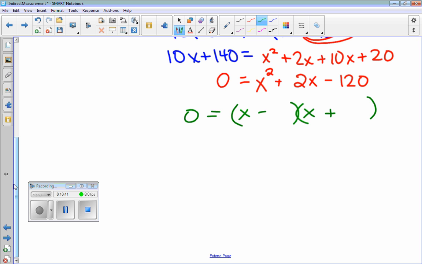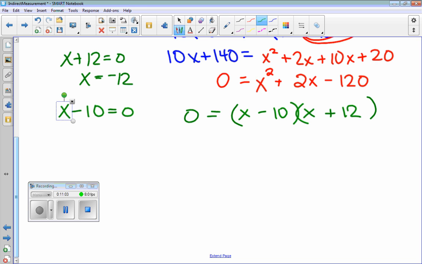Negative 10 and positive 12. Isn't that the correct factoring of that? Now, if I wanted to solve it from this point, once it's equal to 0, I'm going to take each factor and set it equal to 0. My first answer is negative 12. My second answer is positive 10.